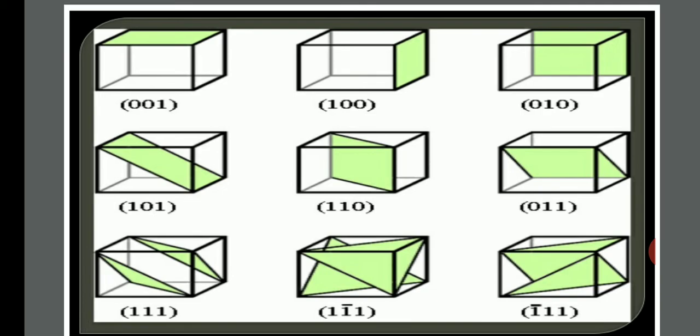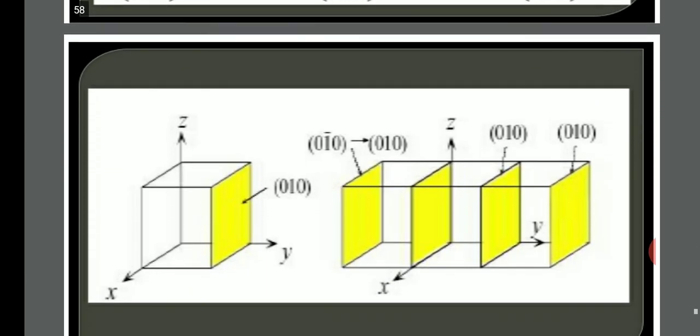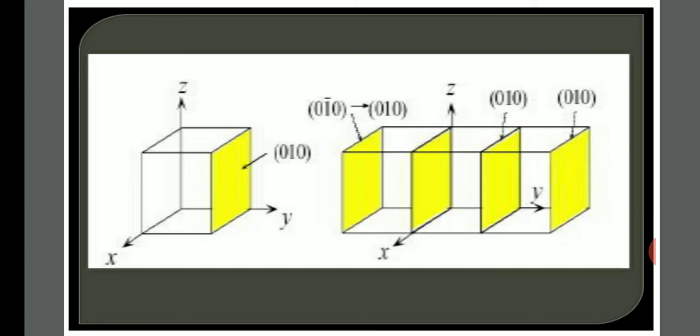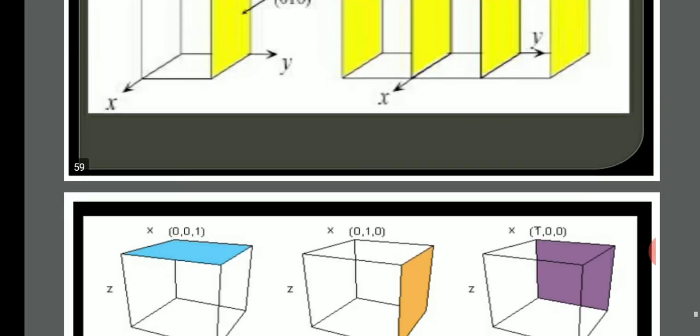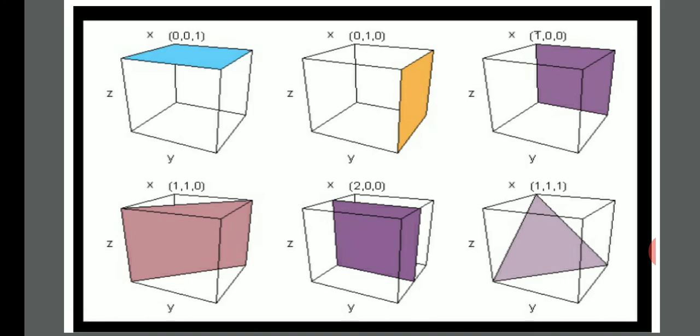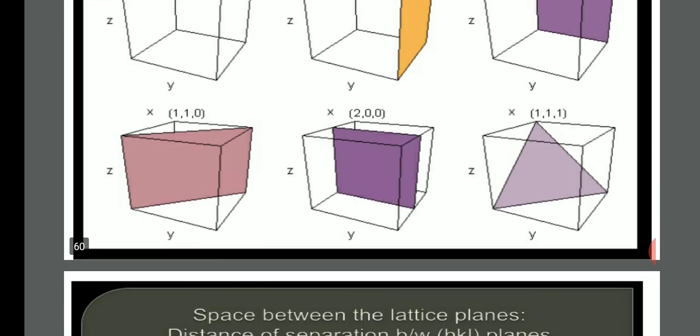Here, given the (011) plane, it means the x intercept is 0 and the y and z intercepts are 1. Likewise, for the (111) plane, the x, y and z intercepts are all 1. The figure here indicates this. This is (010), and for the z axis and y axis given, (001) means z is 1. Then the complement, (200) and (002).